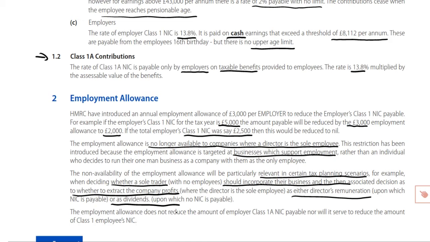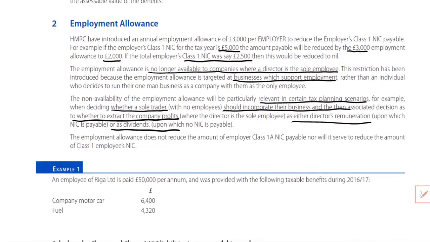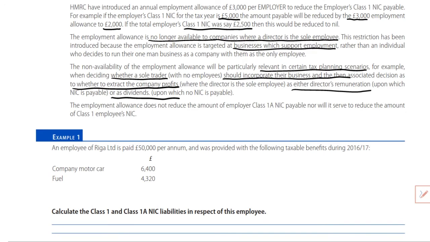That employment allowance, as we've said, serves to reduce only employers' Class 1 NIC and only down to 0. It does not, as we see there in that next point, it does not reduce Class 1A NIC. Okay, well, we've got our first example where we've got to do the lot. Calculate Class 1 and Class 1A NIC liabilities in respect of the employee.